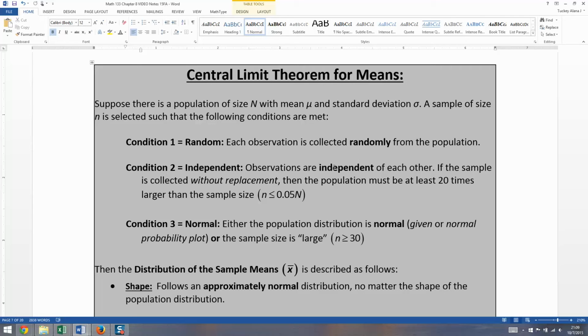All right, then normal. So we need the distribution to be normal, and we're going to ensure this one of two ways. One, if the population distribution is normal to begin with, then we're golden, right? Then everything's normal. So it'll be given to you in the problem, or you can see it in a normal probability plot. It'll be normal, and you'll be like, great. If it's normal for sample size 1, it's normal for sample size 2, sample size 3, everything.